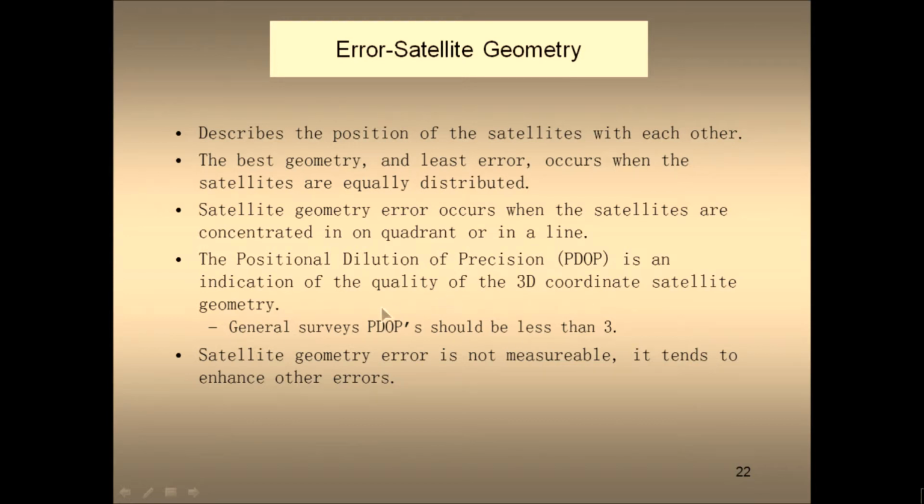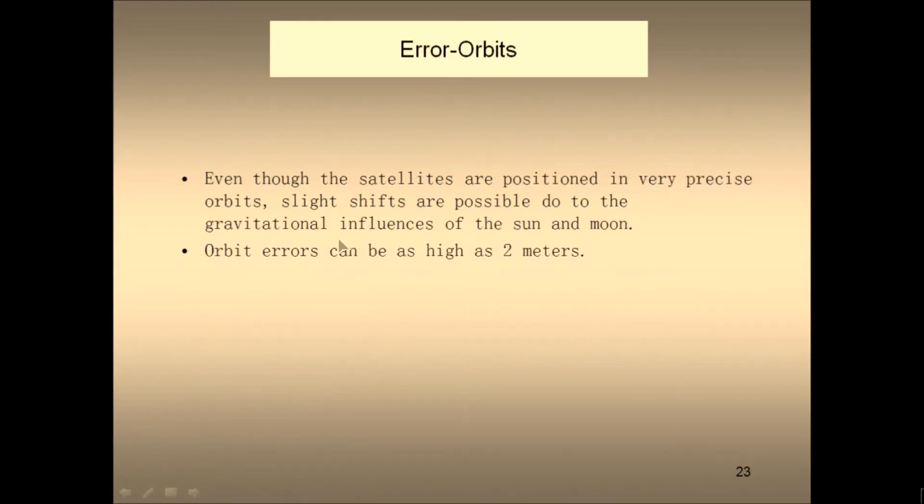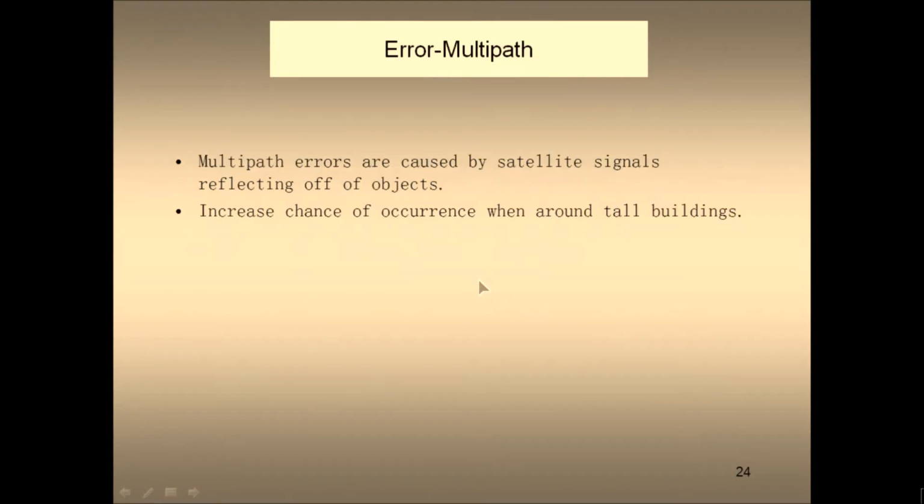It tends to enhance other errors. And the error which is caused by the orbits: even though the satellites are positioned in very precise orbits, some shifts are possible due to gravitational influences, and orbit error can be on the order of 2 meters. And the multipath errors are caused by satellite signals reflecting off different objects, and it increases the chance of occurrence when around tall buildings.